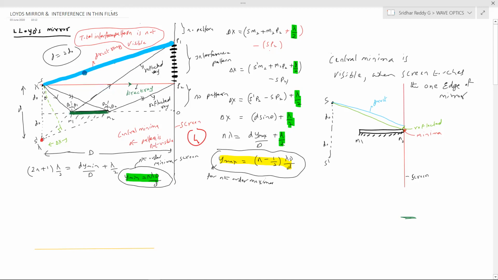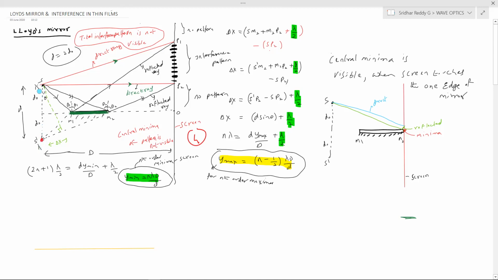Then, let's go back to the plane mirror concept. If you keep an object here, and there's a mirror, where will its image be? Its image will be here, because the basic idea is that object distance must be equal to image distance. The object distance is D naught, so the image distance should be D naught. We measure that distance normal to the mirror. S is the source which we have kept, and S dash is its corresponding image.